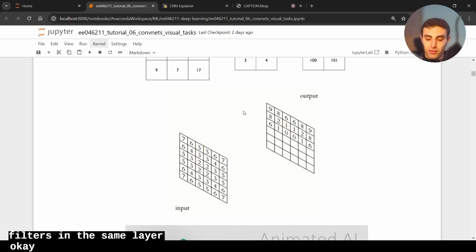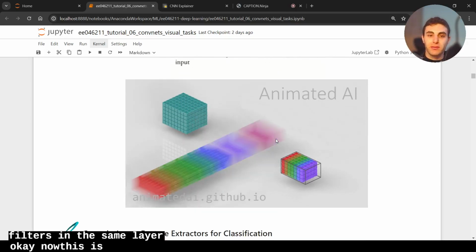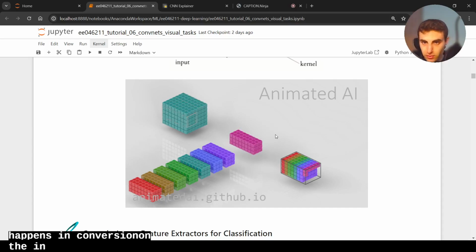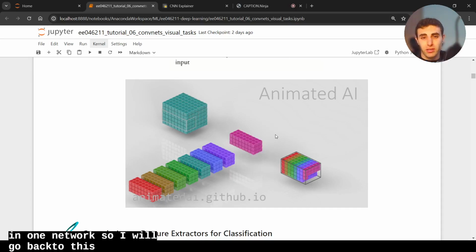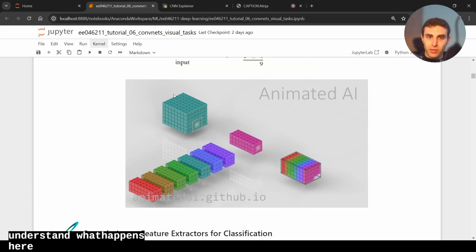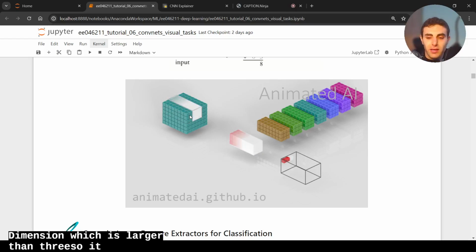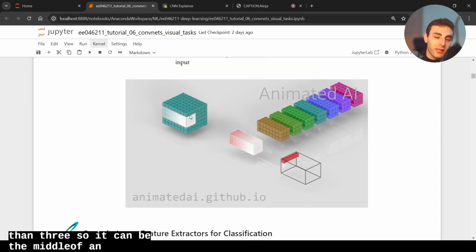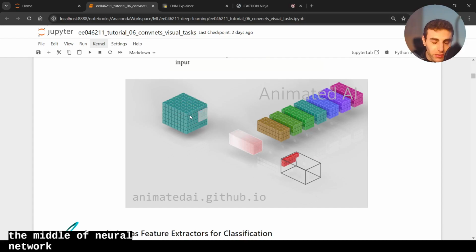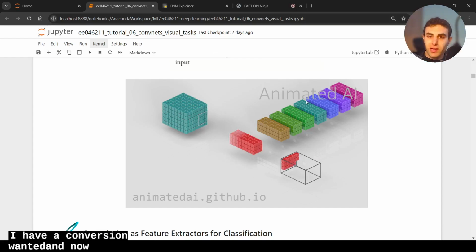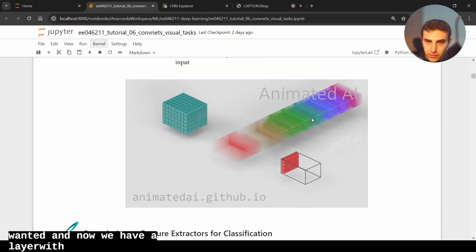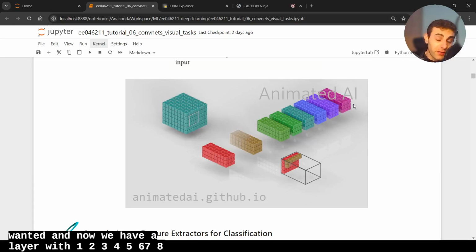Okay, now this is what happens in convolutional neural networks. So I'll go back to this animation a bit later, but let's just now try to understand what happens here. So we have an input image. In this case, this image has height and width and a channel dimension, which is larger than 3. So it can be the middle of a convolutional neural network. And now we have a layer with 8 filters.